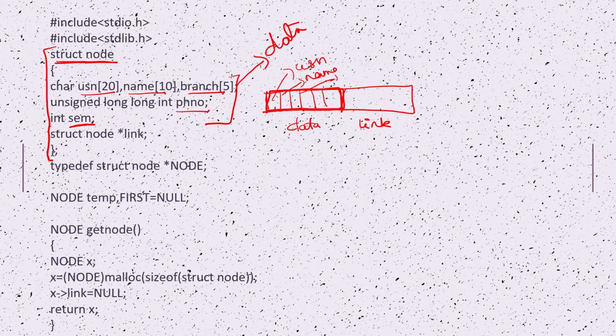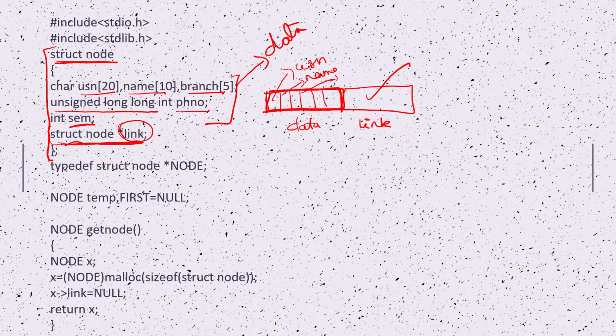This one, unsigned long int, is because phone number usually is made up of 10 digits. So if you just make use of int, int might not be able to store that many digits. So you can make use of long int. And this one is your link part. I told you that link means the address, so it will store the address. If I want to store an address, I can't make use of a normal variable. Instead, I should be making use of a pointer variable. So this one is for that pointer.